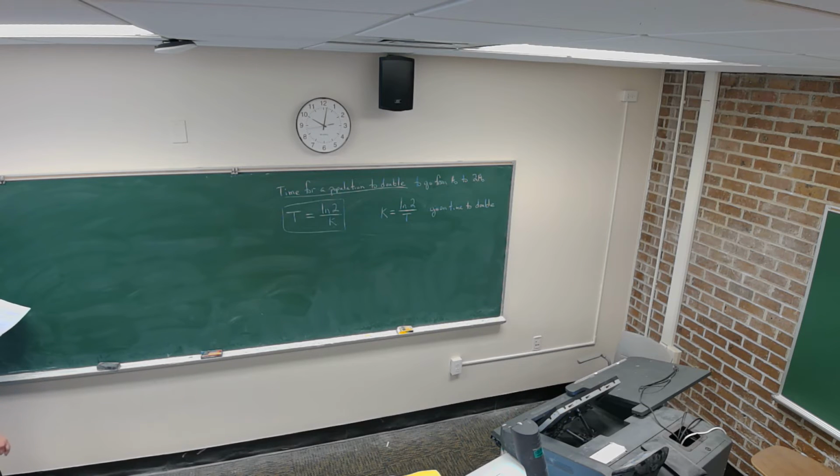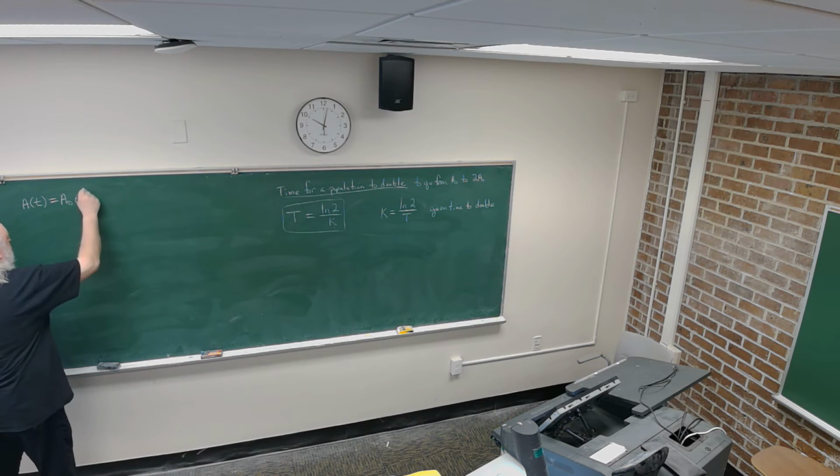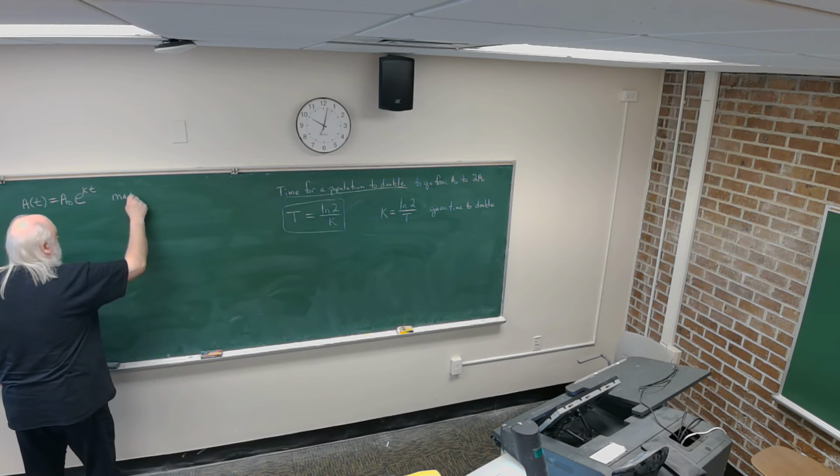In part A, it says find an expression for the number of bacteria after T hours. So our model is the number of bacteria after T hours is equal to the initial number, A0, times E to the KT power. This is our math model.